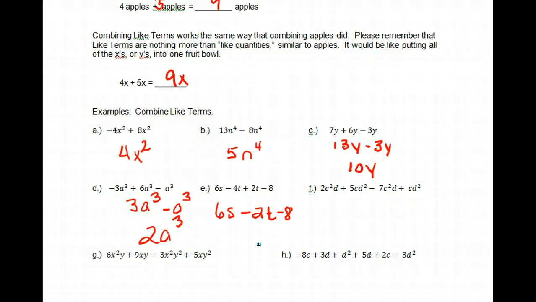Letter F. Go ahead and give that one a shot. Pause the recording. When you're ready, we'll be here to go over the answer.